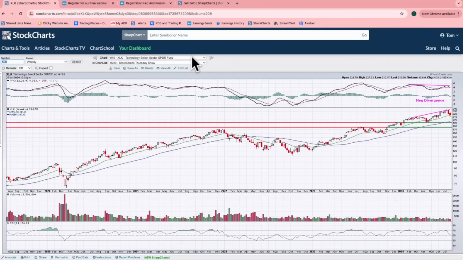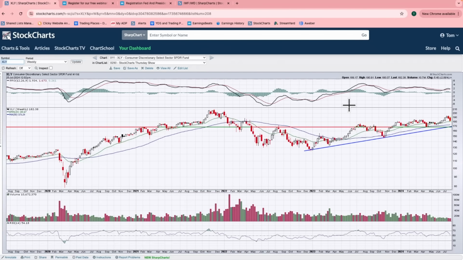Let's keep moving. So we got technology. I wanted to show you the various sectors. So technology's been leading this market to the upside, and it's 32% of the S&P 500. But as we went up, we had a negative divergence on this weekly chart, and we started rolling over. Bearish engulfing candle. The good news is that in the short term, we are trying to hold on to that rising 20-week moving average. We'll see if it sticks.